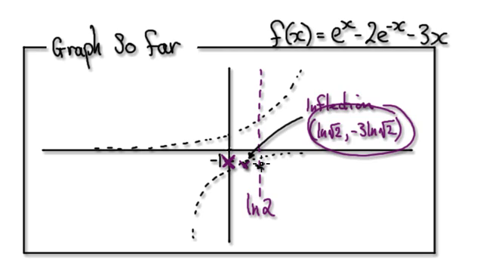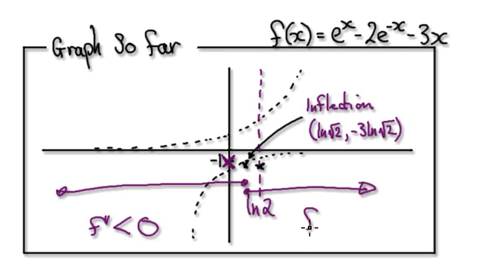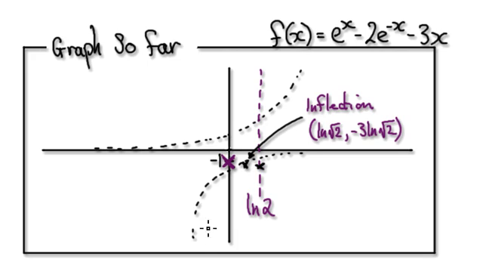So we've got a point of inflection right here. As it turns out, to the left of this, f double prime will be less than 0, and to the right of this, f double prime will be greater than 0. So what that means is, in this region, it will concave down.